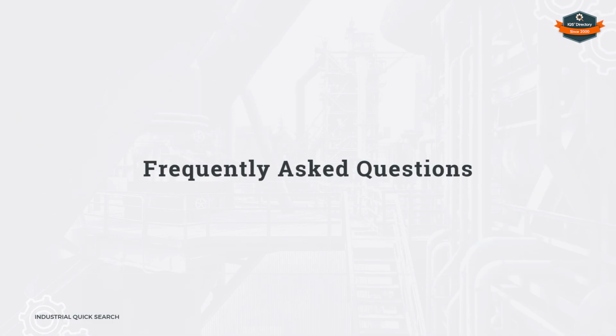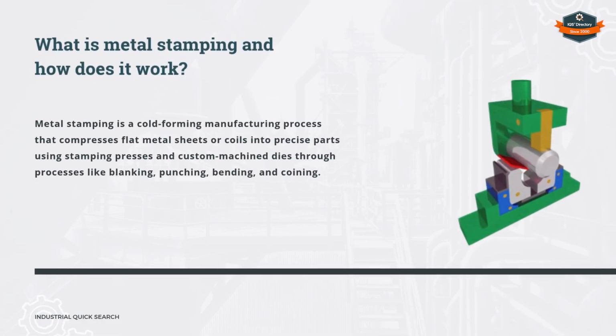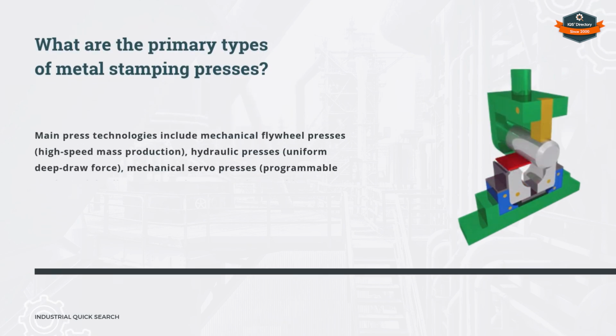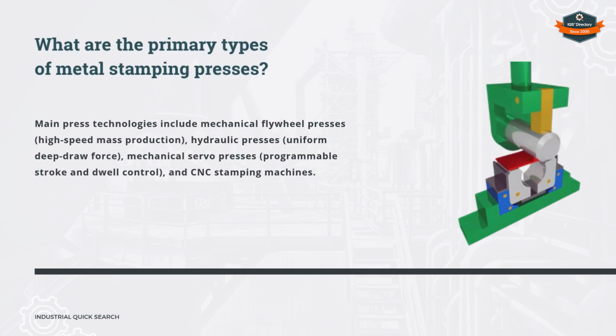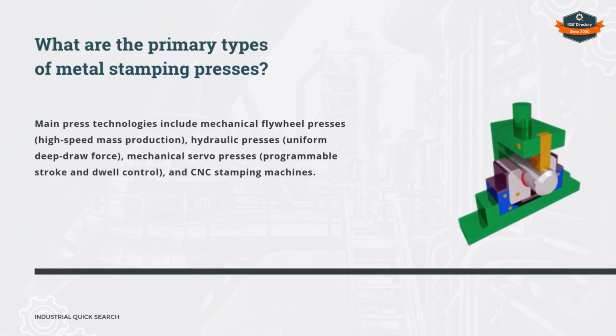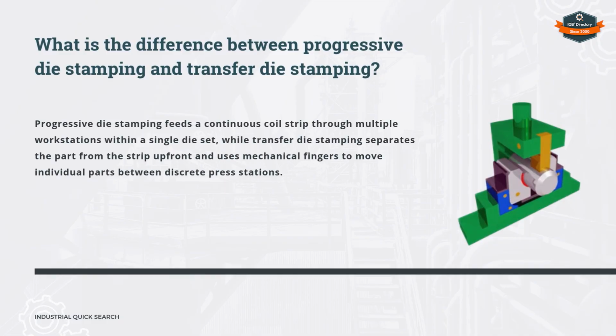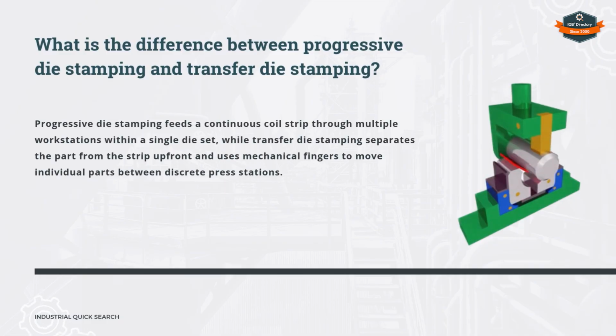Frequently asked questions. What is metal stamping and how does it work? What are the primary types of metal stamping presses? What is the difference between progressive die stamping and transfer die stamping?